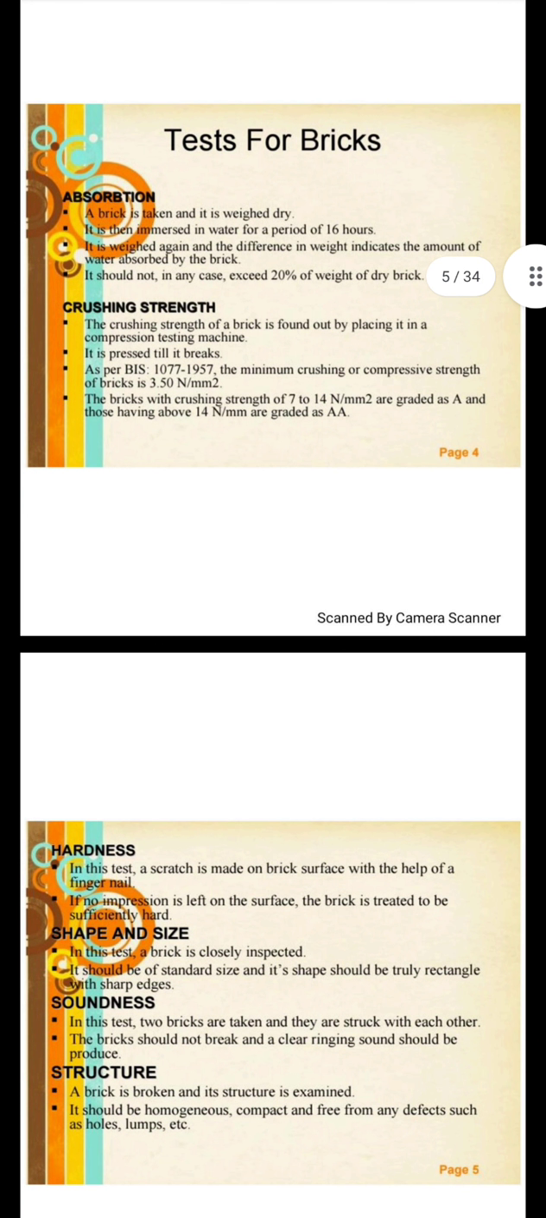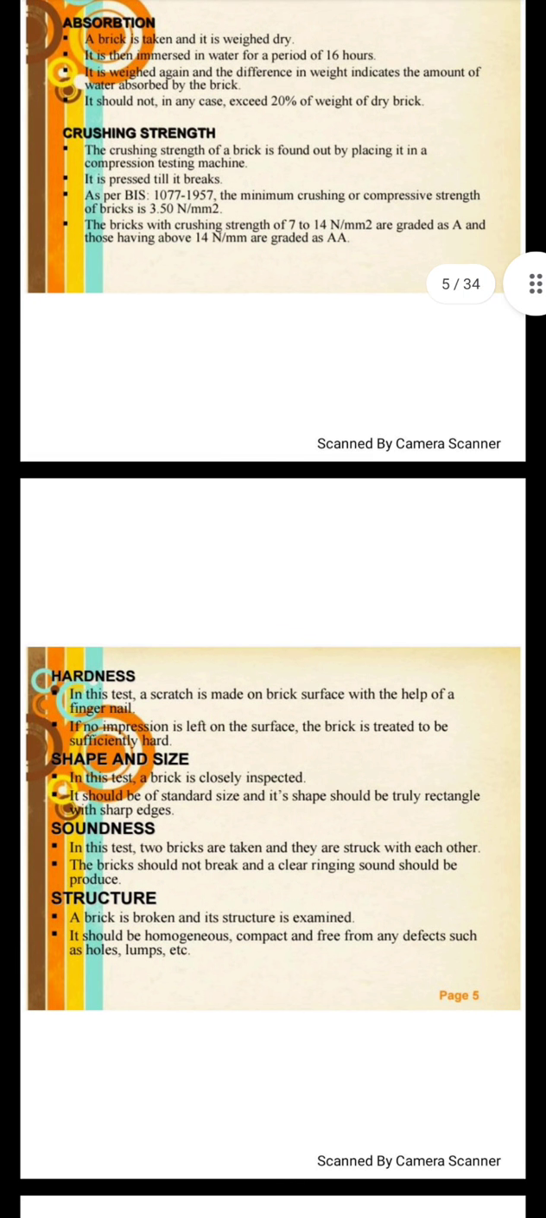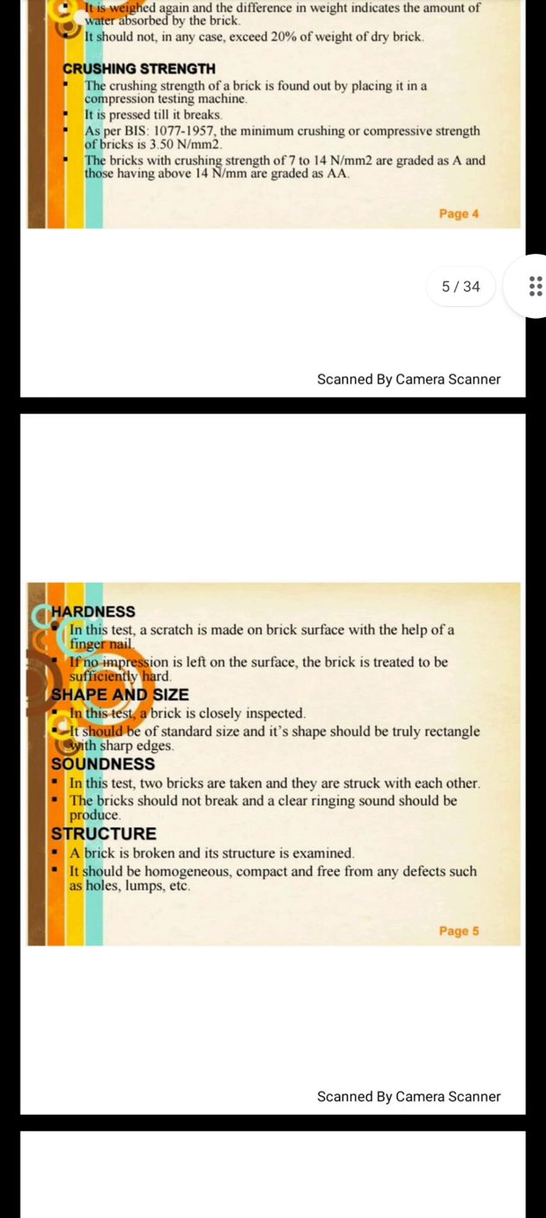The next test for brick is the hardness test. In this test, a scratch is made on the brick surface with the help of a fingernail. If no impression is left on the surface, the brick is treated as sufficiently hard. The next test is the shape and size test. In this test, a brick is closely inspected. It should be of standard size and its shape should be truly rectangular with sharp edges.